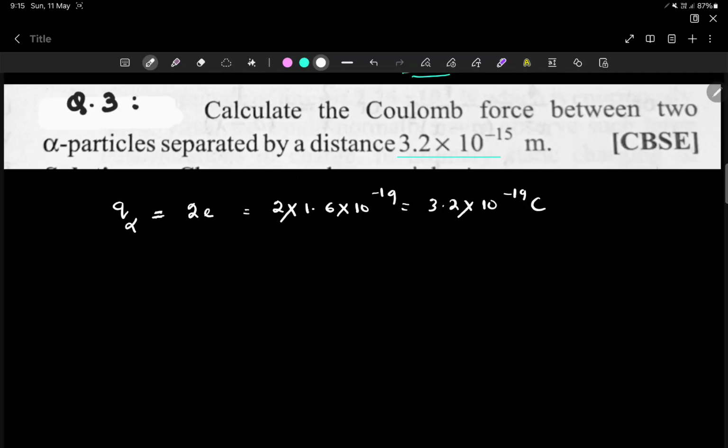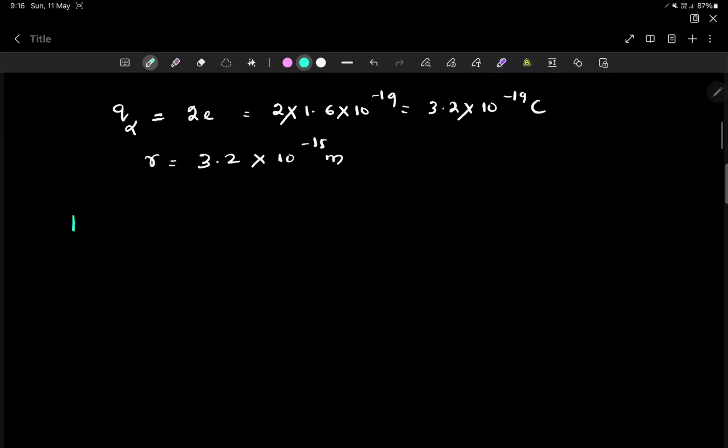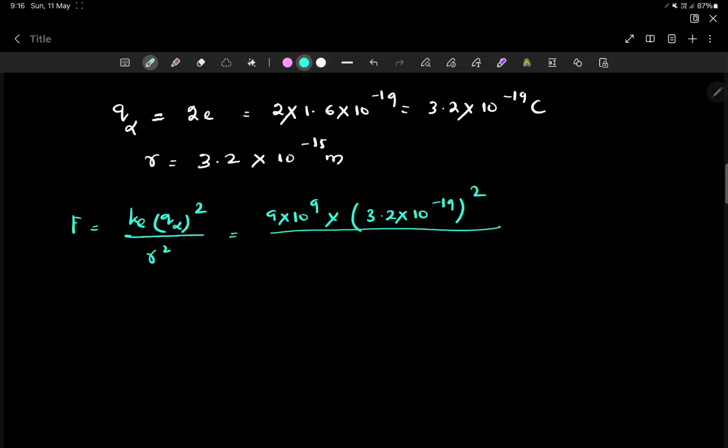So the separation distance r is equal to 3.2 into 10 to the power minus 15 meter. Find the Coulomb force between them. Okay, so it seems to be easy actually. F, the Coulomb force between them, is equal to K e q alpha whole square divided by r square. So it will be 9 into 10 to the power 9, the charge of the alpha particle, 3.2 into 10 to the power minus 19 Coulomb, its whole square, divided by the separation 3.2 into 10 to the power minus 15 whole square.